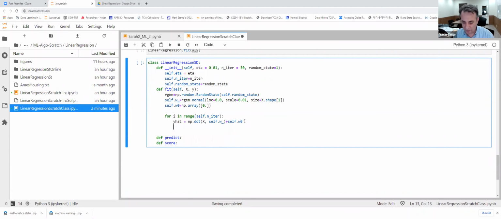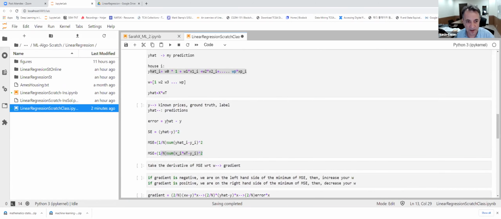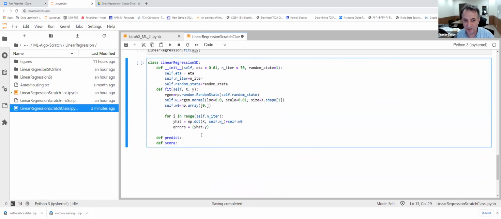Okay. Now I need to find the errors. Error is nothing but Y hat minus Y. I already defined that here. Error is Y hat minus Y. This is my error in my prediction.